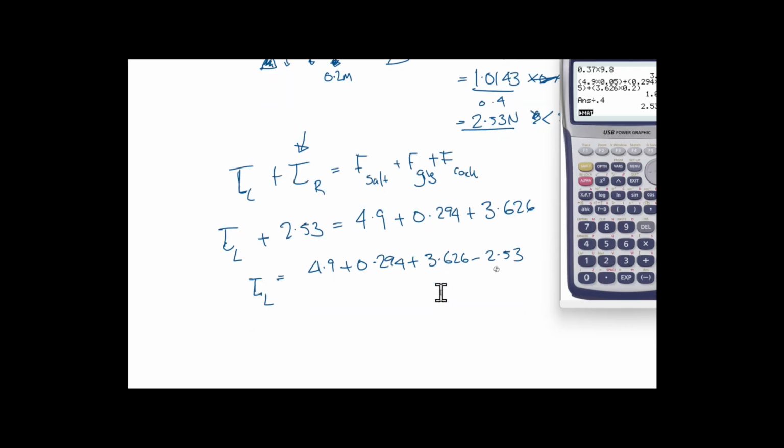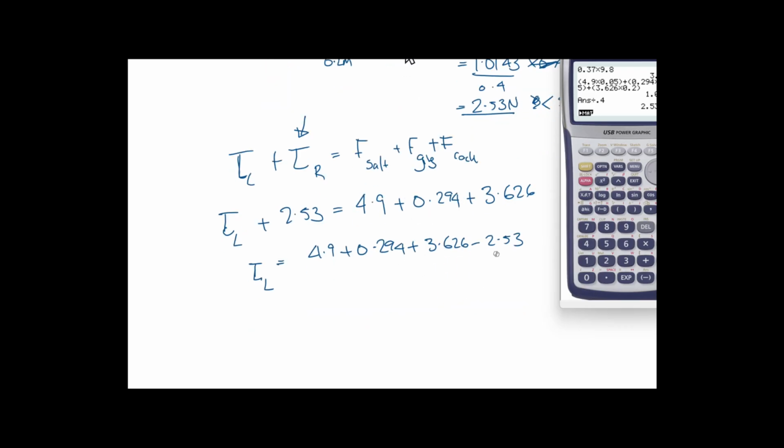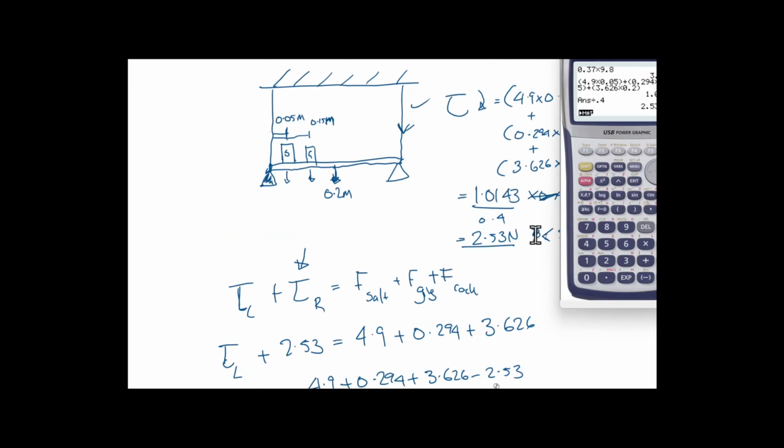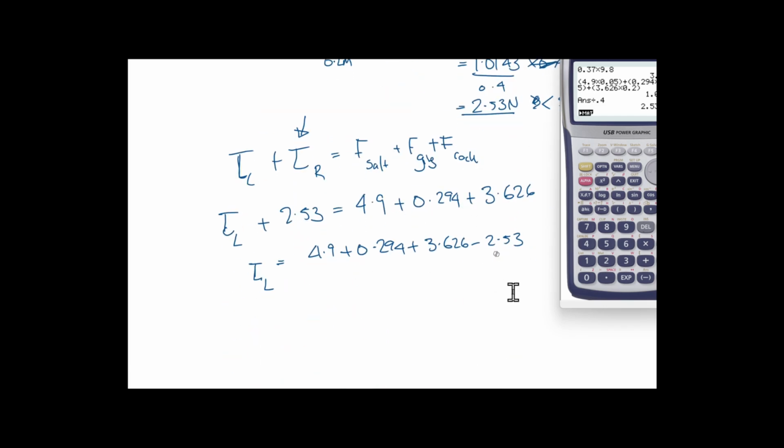And I think this is going to be our moment of truth, because we know that the right-hand fulcrum can take it, but our left one here, just looking at it, is taking a lot of the load. So if either of them is going to break, it's going to be this one, and I think it's going to break. So they can take 5 newtons. So 4.9 newtons plus 0.294 newtons plus 3.626 newtons minus the force that the other cable is taking, and it's 6.29.